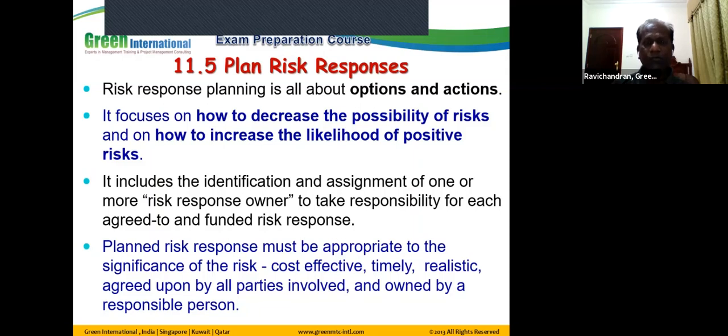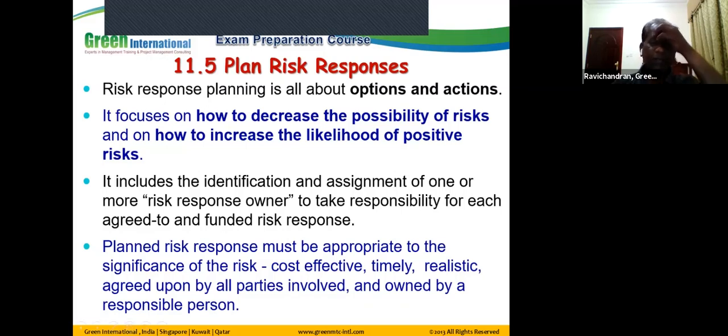Also, we have another responsibility in this process. We need to assign a responsible team member who is accountable for implementing the risk response plan which we are creating in this process. They are called the risk response owner, or simply risk owner. And he is accountable for implementing the agreed risk response action plan within the agreed time frame and budget when the risk happens.